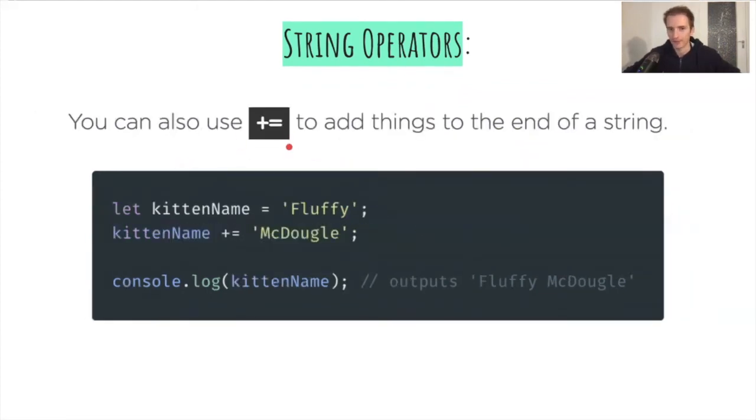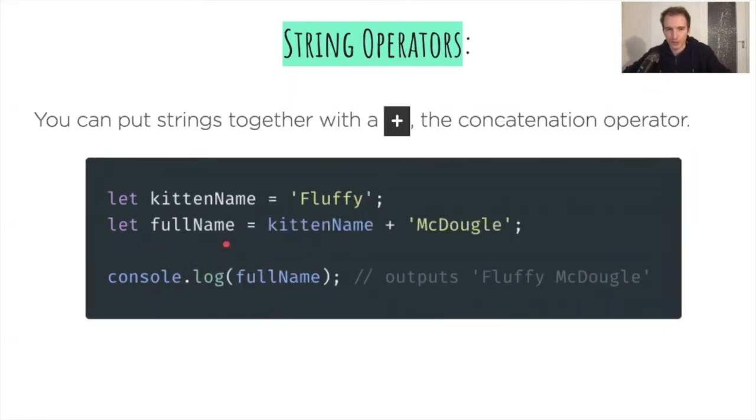There's also an operator called the plus equals operator. So plus and an equals next to each other. What this does is mutates this original string and shoves whatever's on the right of this onto the end of this. So this syntax here is functionally equivalent to this syntax here.